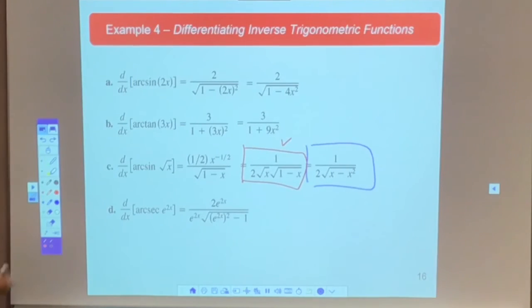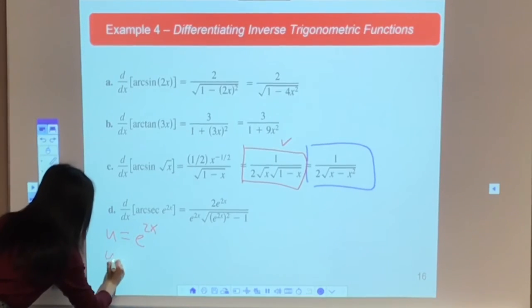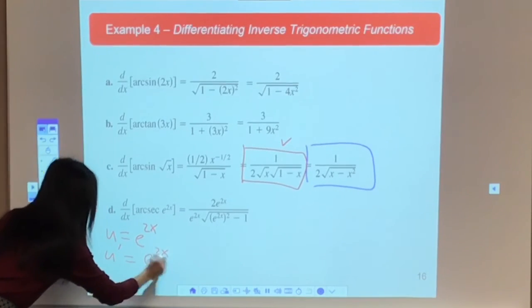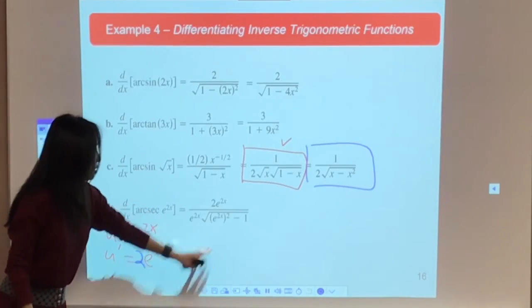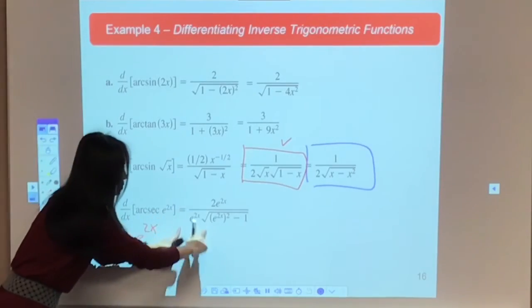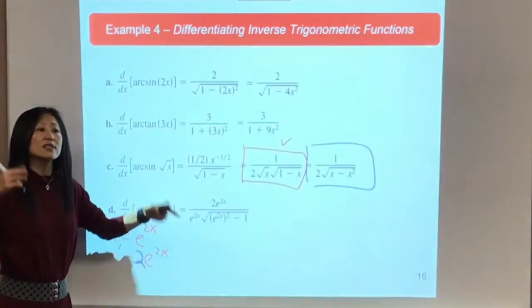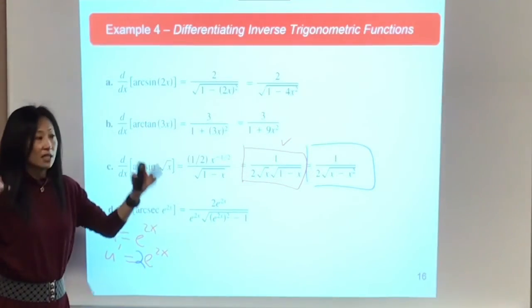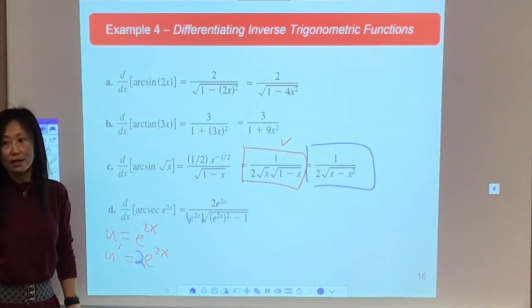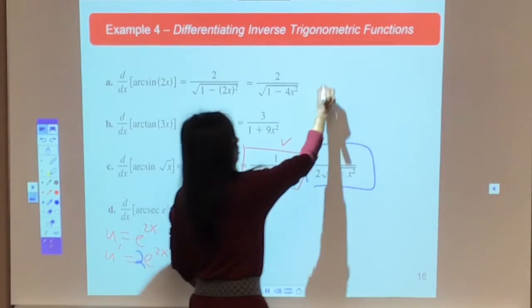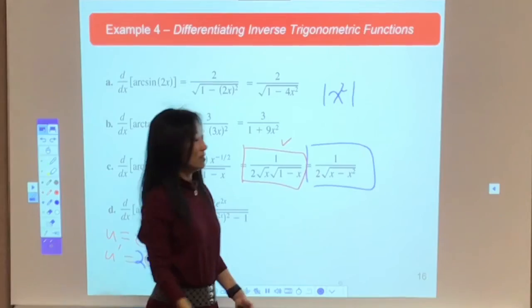All right, arcsecant. Let's write down my u. What's my u? e to the 2x. What's my u prime? e to the 2x times what? 2 in the front. So the formula says absolute value. By the way, I did not put any absolute value. Why? e to the 2x is always positive. Since it's always positive, I didn't put it, but if I want to, yes, I can put it, like this. I don't have to put x squared as absolute value either. Why not? It's always positive.